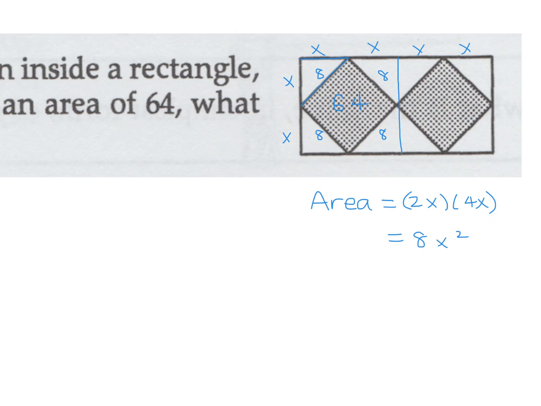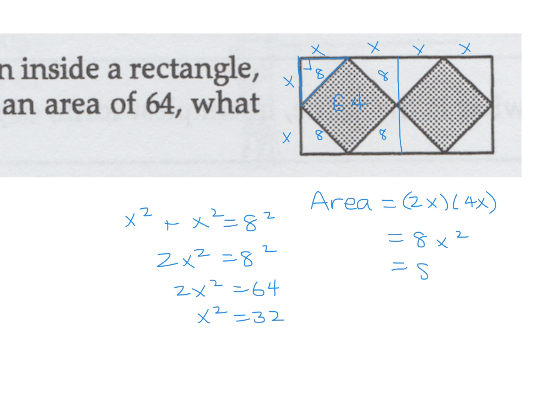Let's just concentrate on this triangle right up there. And that triangle, since that's a right angle, that would give us the Pythagorean relationship of x squared plus x squared is 8 squared. So that's 2x squared is 8 squared. So that's 2x squared is 64. And therefore x squared is 32. And therefore this would be 8 times x squared, which is 32. And that is 256.